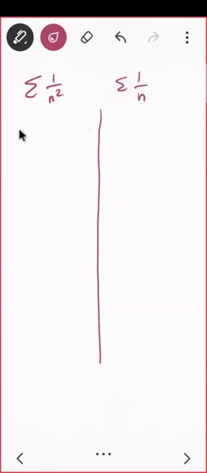Anyone? What is En here? It is 1 upon n square, and what is En here? This is 1 upon n. Okay, this is convergent, correct? And what about this? Also convergent. How can you say that? Do you have any logic?